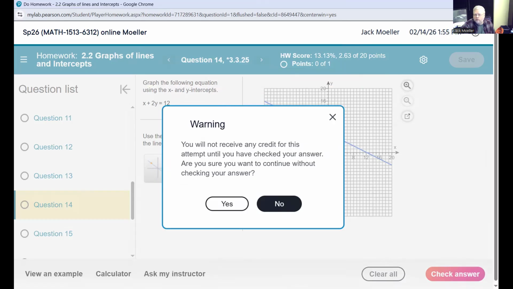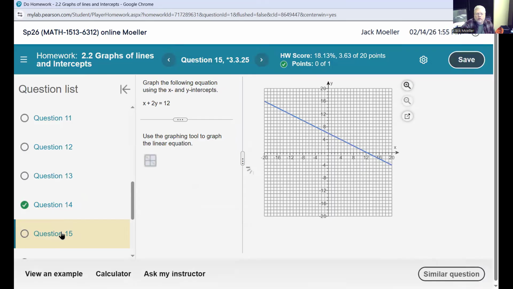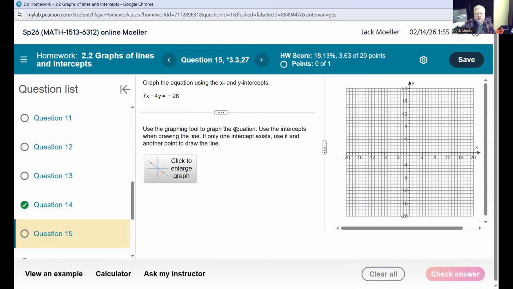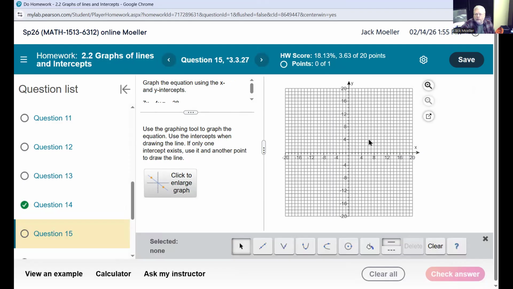Oh, I haven't checked it. Check it. Yep. All right. And so again, on this one, I'm not going to go through and plot it, but notice that I'm not clicking to large, so there's no tool palette over here. But as soon as I click on it down below, it pops up. So make sure to select the line tool and then plot your points.